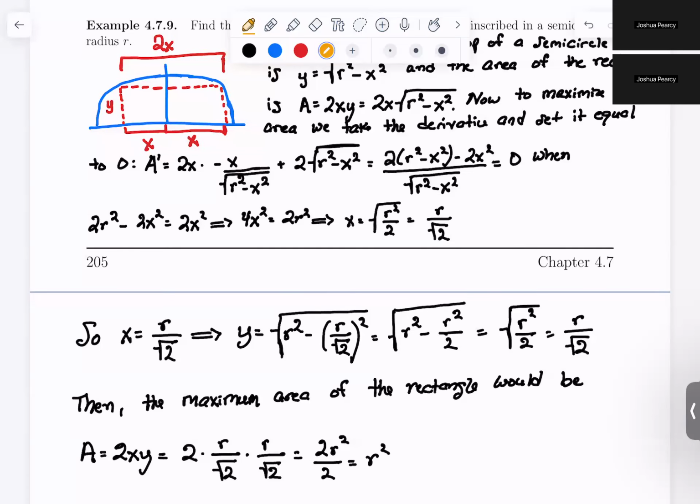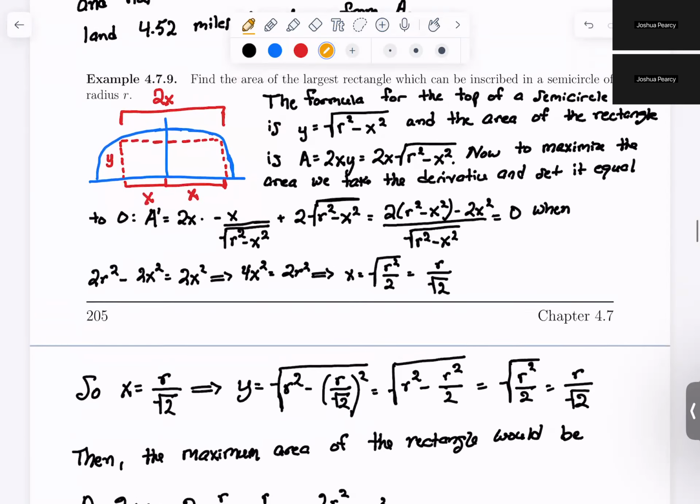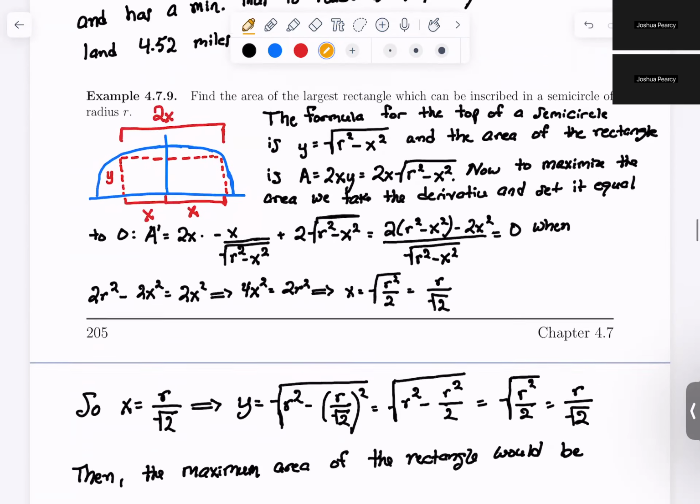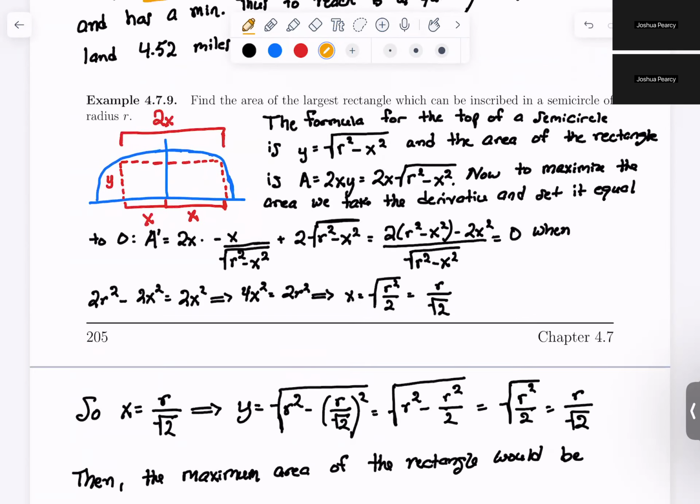All right, so now on to example 4.7.9. This says, find the largest area of a rectangle which can be inscribed in a semicircle of radius r. So what I did first is I drew a semicircle over there, it's in blue, and I drew a rectangle inside of it. What we want to do is see what is the area of the largest rectangle we can put in there.